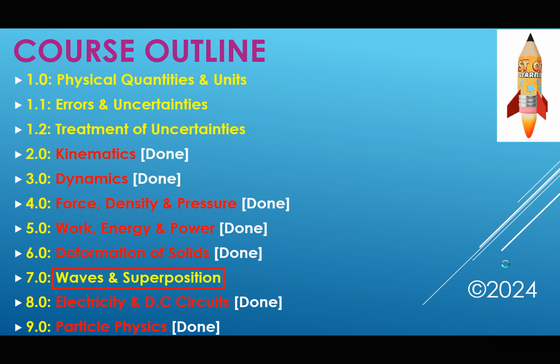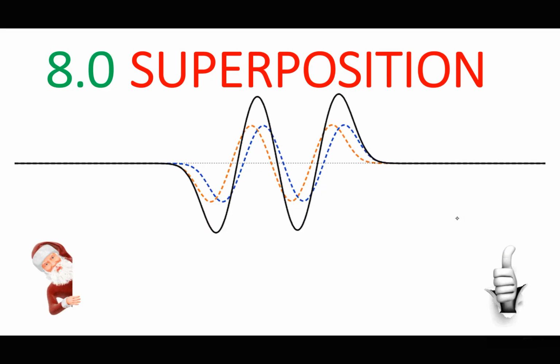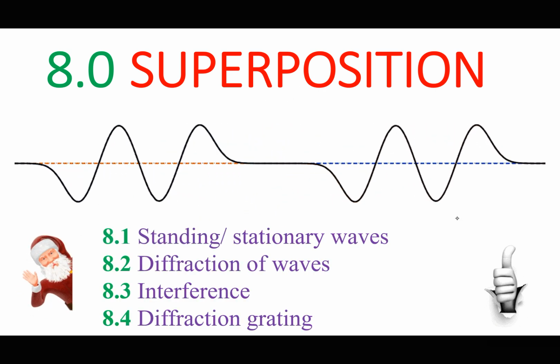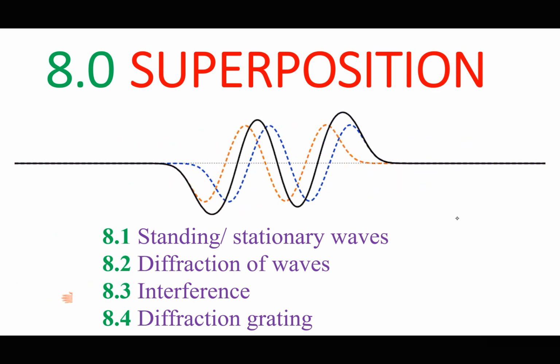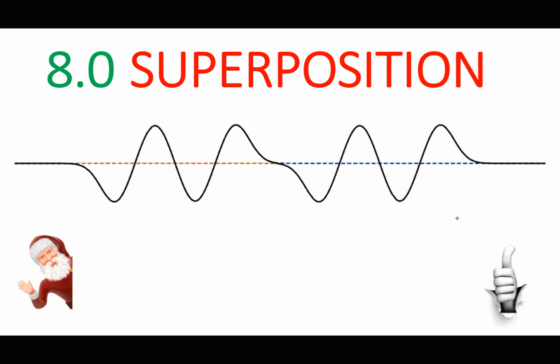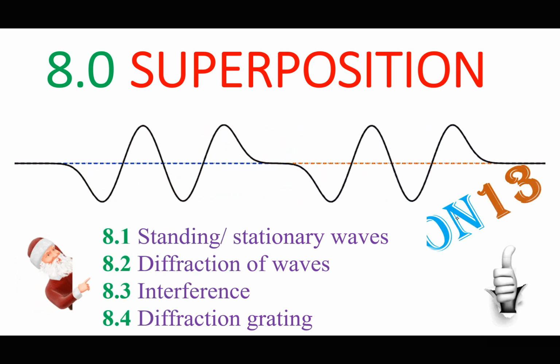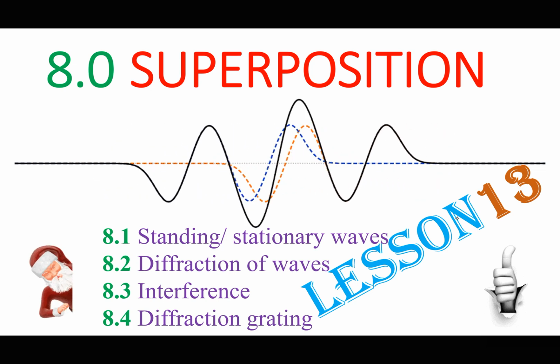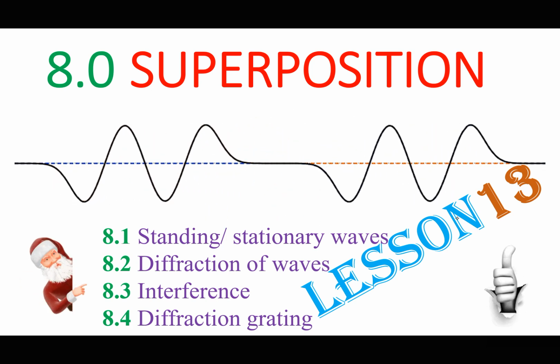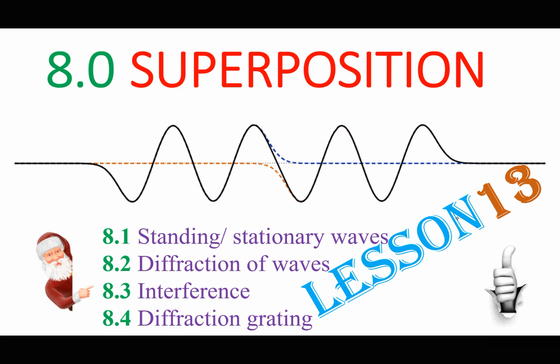So I would like to take you to lesson 13, where we shall basically concentrate on interference of light waves and introduce Young's double slit experiment. So let's go to lesson 13 of waves and superposition. This is basically superposition, and we have already seen stationary waves and standing waves under superposition. We have already seen diffraction of waves, and currently we are dealing with interference. In this lesson 13, we are going to be concentrating on interference of light waves, where we shall get an opportunity to introduce Young's double slit experiment, or the method of division of wavefronts.